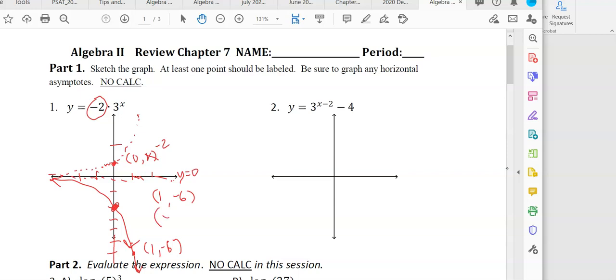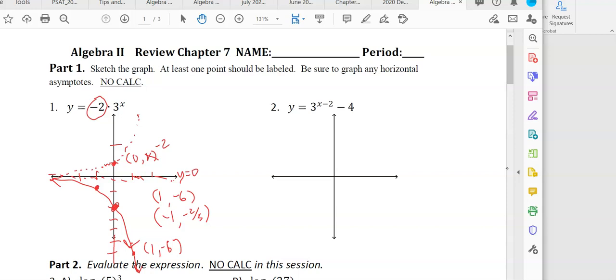Or you could plug in a point like -1, a good point to plug in. If you plugged in -1, that's 3 to the -1, that's -2/3 if you simplify that. So there should be a point at (-1, -2/3), right about there. That would be a bonus point. What I'm saying is, if you put a bonus point on the test, I might give you a bonus point if you get an extra point correct. Not one for each point, but one per graph.